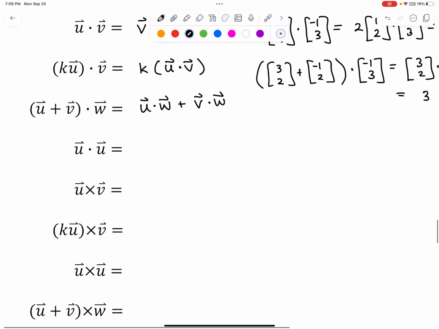Now when you dot a vector with itself, we discussed this in the last lecture, you wind up getting the sum of the squares of its components, which is its magnitude squared.